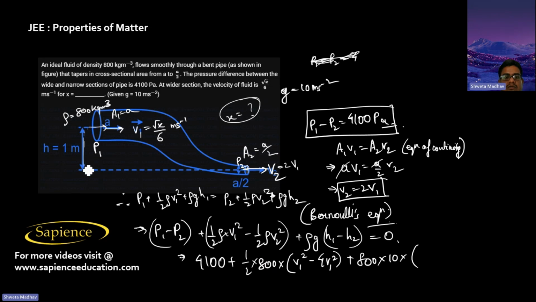So this height H1, the height at the wider section, minus the height at the narrow section, that is 1 meter only. So that is 1, that is equal to 0. Now we can divide by 100 on both sides. It cancels. So the 2 4 is 8. So this will be 41 plus 4 into, this will be minus 3 V1 square, then plus 80, that is equal to 0.